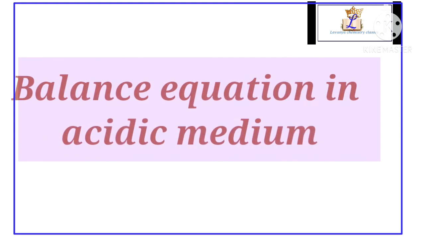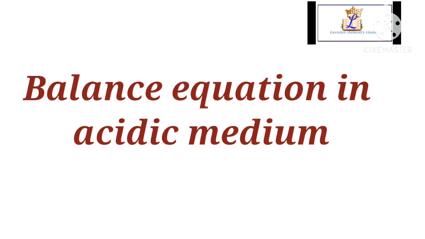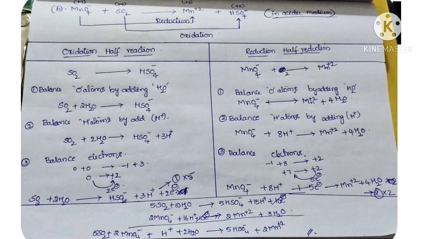In this session we will understand how to balance a redox reaction in acidic medium. See here, look at this example. In the equation, MnO4 minus to Mn plus 2 is a reduction reaction, because it gains electrons, from plus 7 to plus 2. So MnO4 minus changes to Mn plus 2, so reduction takes place.